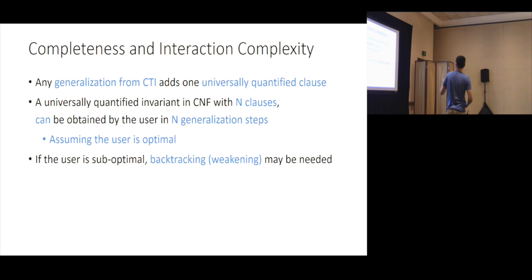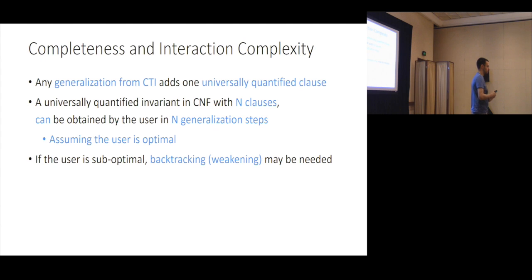For the generalization method, generalization from CTIs, it's a pretty straightforward result that whenever you get a CTI and you generalize, then you'll always get a CTI that lets you exclude a new clause. It is very interesting for synthesis and for some complexity notions, but we haven't quite been able to pin it down. One of the reasons is that the space of invariants is infinite because we have no universal quantifiers.